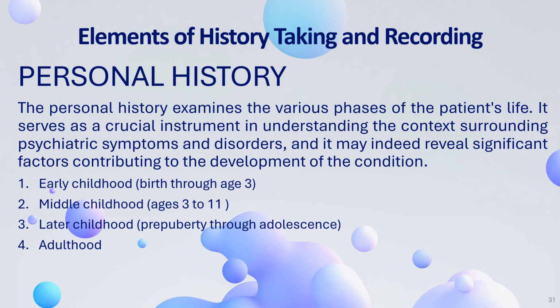So after history of present illness, past illness, medical history, and family history, now coming to the personal history. The personal history examines the various phases of the patient's life and starts with early childhood, then middle childhood, then later childhood and adulthood. Now we will discuss the various aspects of personal history in detail.